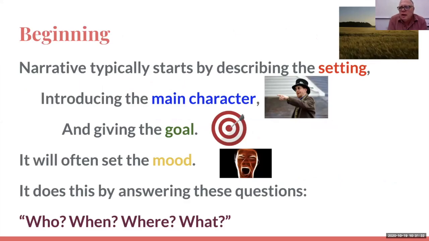So let's look at the beginning. Narrative typically starts by describing the setting, introducing the main characters, and giving the goal. It will often set the mood. It does this by answering these questions: who, when, where, what? Who, when, where, what? Okay? That's the beginning.